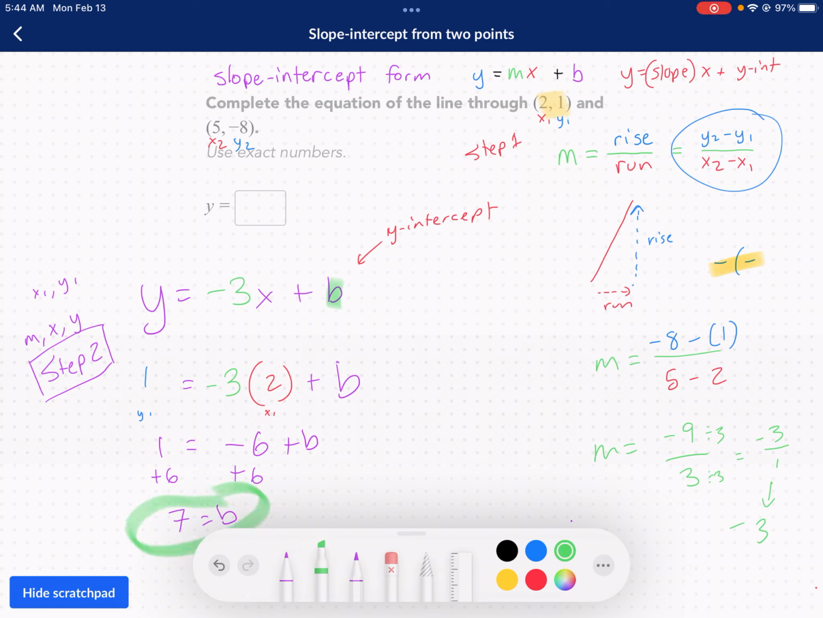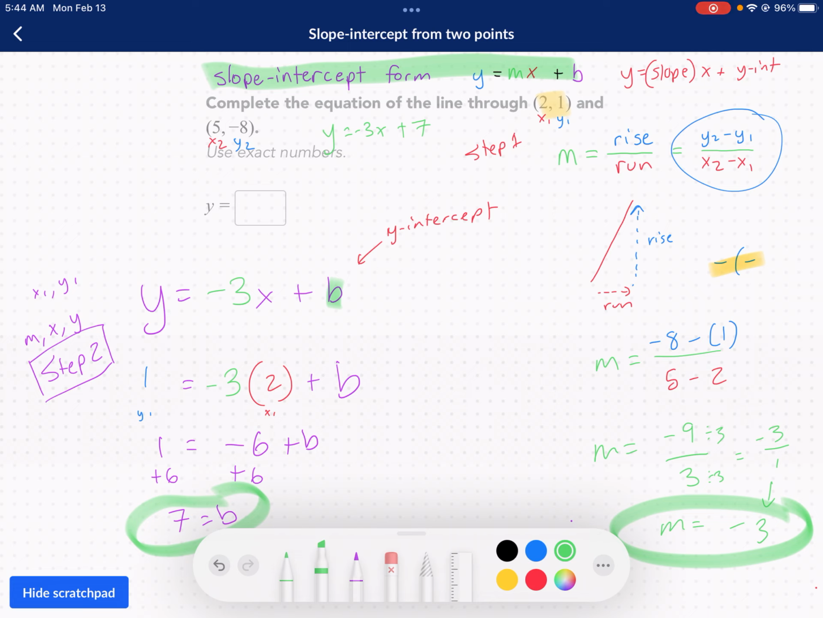I have my b value. I have my m value. Let me write my m value here a little bit more clearly. m equals -3. So I have my m value, and I can put everything into slope-intercept form right there. I'm going to go ahead and type that in. Let me show you what it looks like. It's going to look like this: y equals -3x plus 7. So my b was 7, my m was -3.